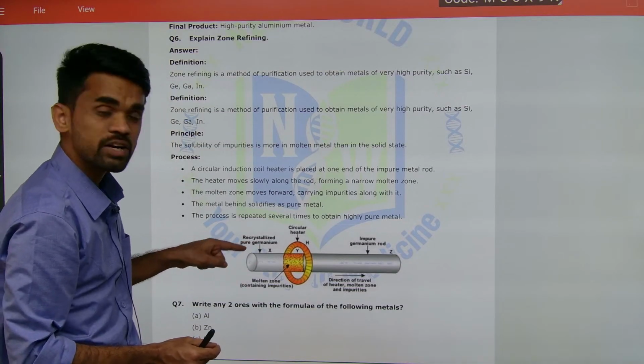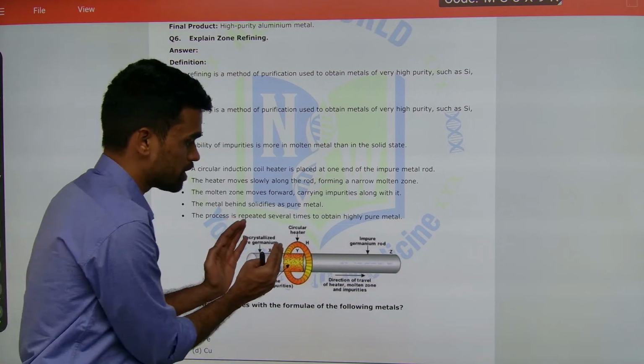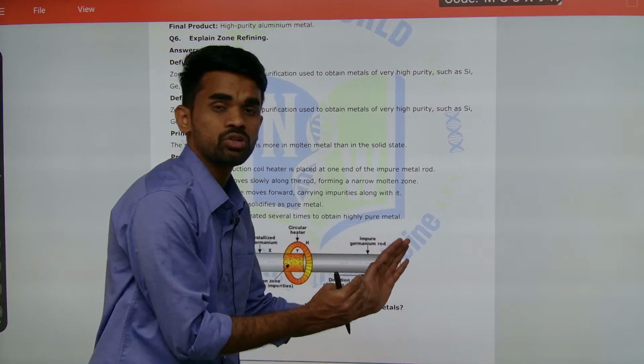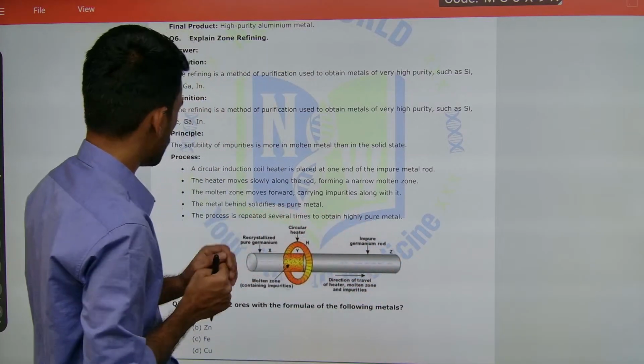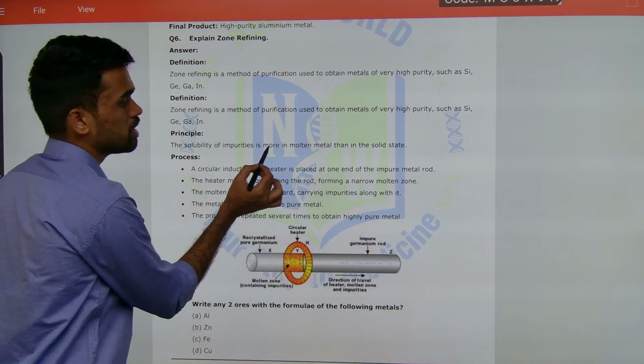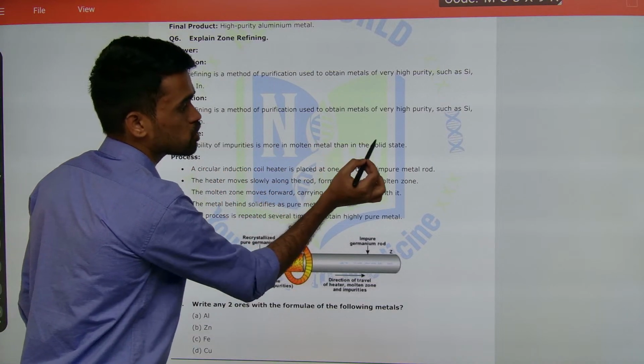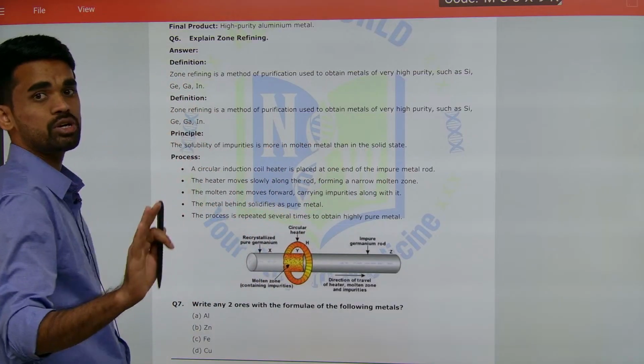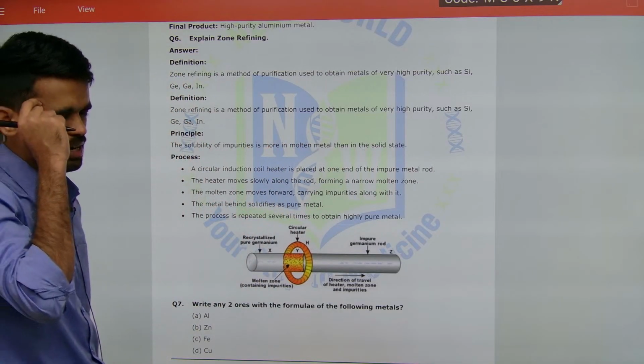Yes, so this side we will be having pure germanium because all impurities are taken up to the one end. Okay, hope this concept is clear. See here, the solubility of impurities is more in molten metal than in solid state. This is the main principle to be remembered whenever you are thinking about zone refining.